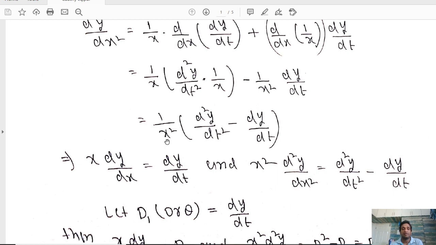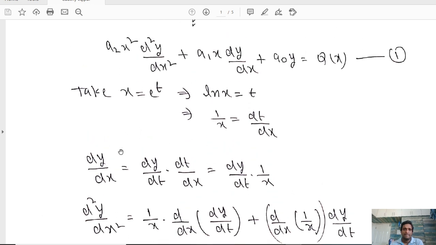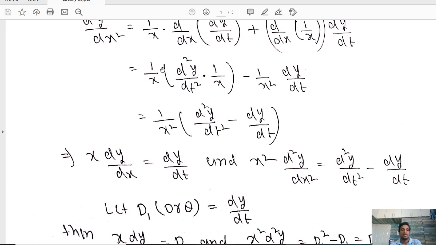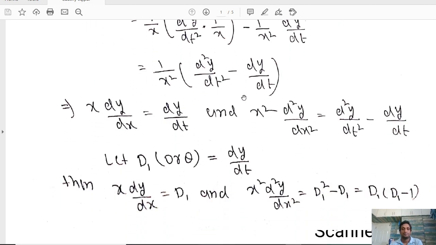So here I am taking 1 by x square common: 1 by x square into d square y by dt square minus dy by dt. What I need in the problem, the differential equation, is x into dy by dx and x square into d square y by dx square. First we find x into dy by dx. Here dy by dx is equal to dy by dt into 1 by x. If I cross multiply by x, x into dy by dx is equal to dy by dt.